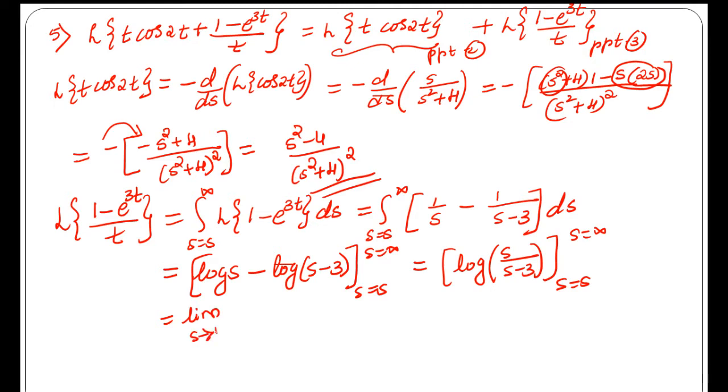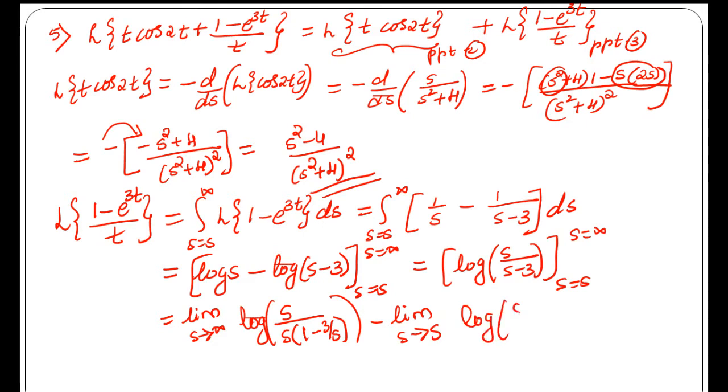That is the upper limit, limit s tends to infinity of log, I will take s outside from the denominator. Okay, s will be taken out, so we get 1 minus 3 by s. Otherwise you cannot apply s equal to infinity here, it will become infinity by infinity form. Minus limit s tends to s of log of s divided by s minus 3. Now cancel out s. Now apply s equal to infinity.